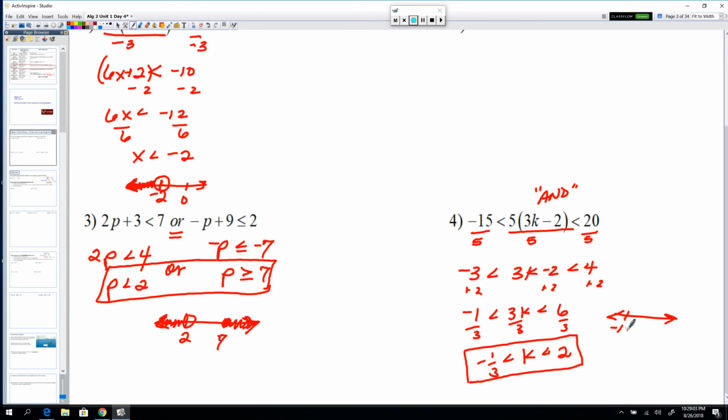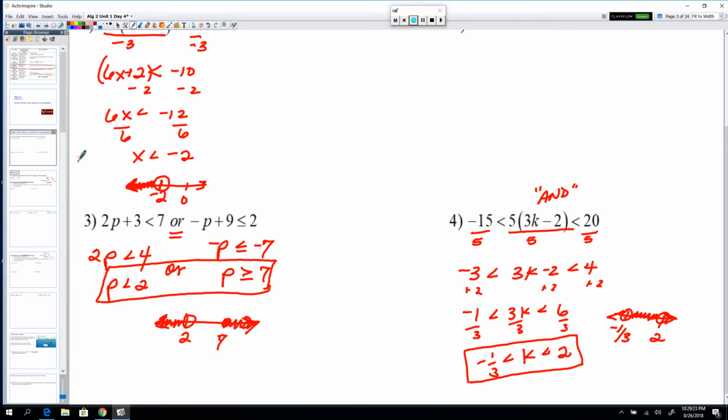So if you have negative 1/3 here and 2 here, for this particular one we've got open circles for both, and k is sandwiched between those two. So it is less than 2 and greater than negative 1/3. So that's what an AND looks like. So hopefully that's bringing back some memories.